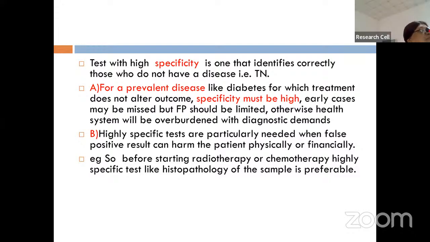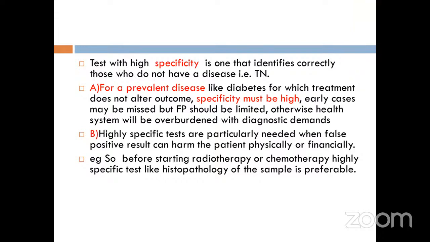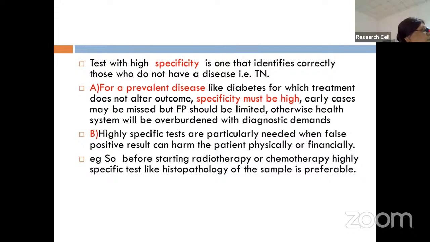If a person comes to you with diabetes and you choose a test having less specificity, meaning true negatives cannot be found out, you may get some false positives also. So the person is not having diabetes and you are giving anti-diabetic drugs. The person will end up in hypoglycemia. So in such a situation, always go for a highly specific test. So for prevalent diseases or chronic diseases, go for a highly specific test.